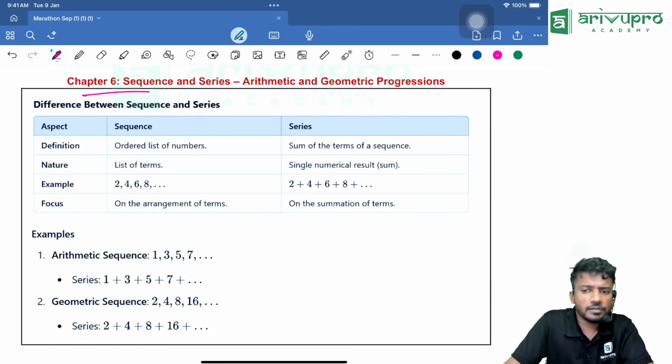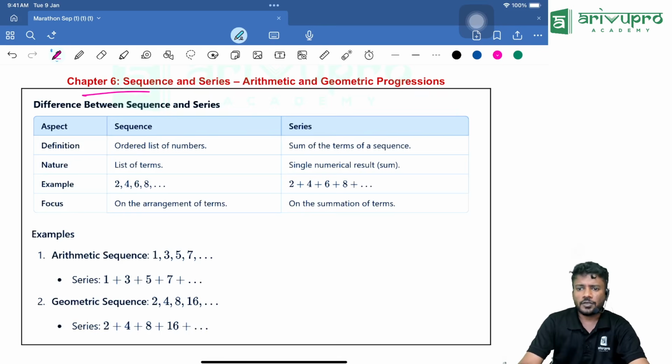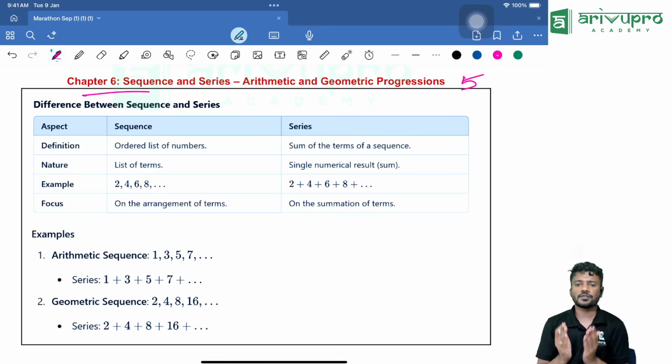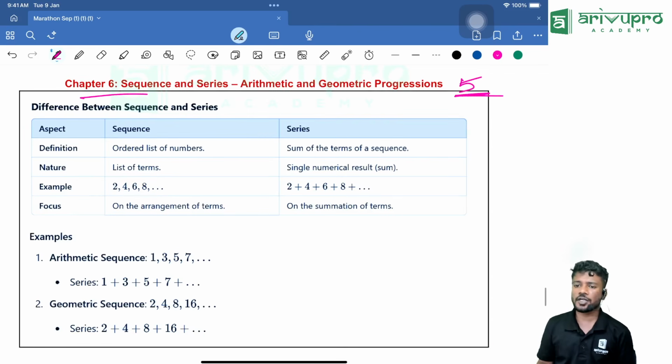How many marks, sir? We can get up to 5 marks. Always 5 marks is there because chapters 5, 6, 7, 8 together are giving you 20 marks. So we can expect 5 to 6 marks also, maybe 7. Can we question that? No, we cannot do anything.